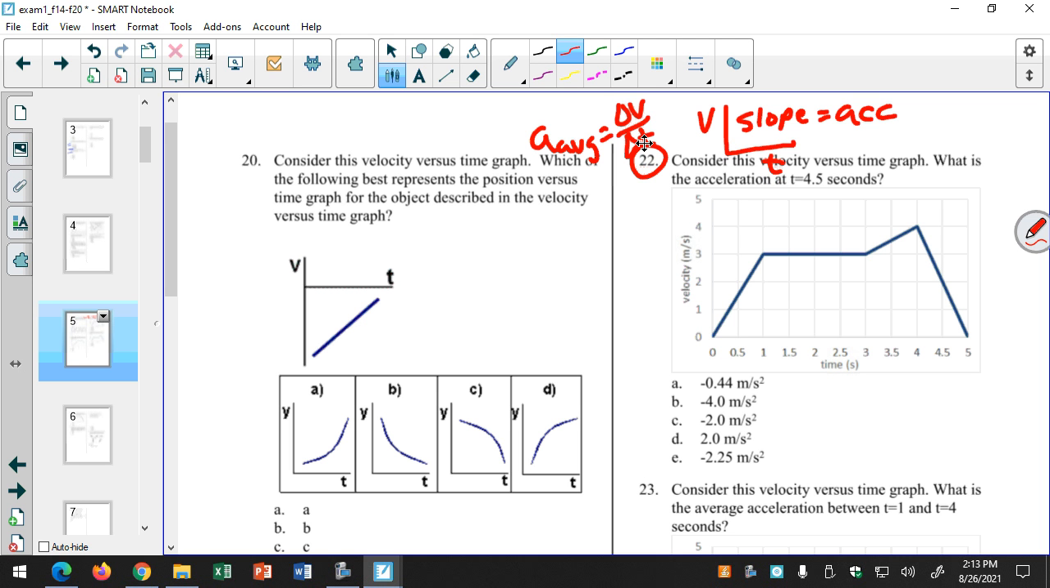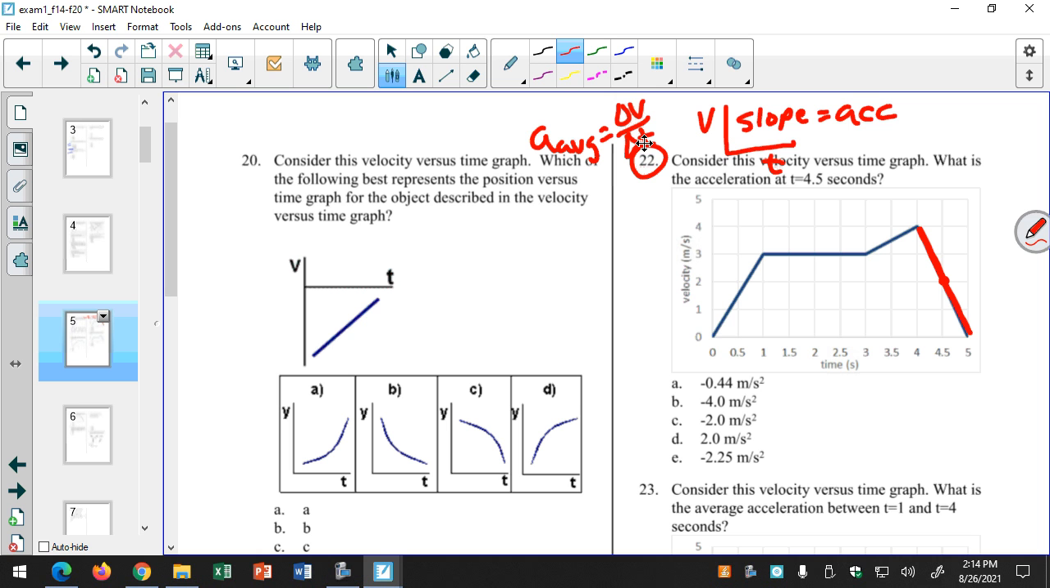Here I want to know, on number 22, what is the acceleration at t equals 4.5 seconds? Now sometimes on these, finding the tangent line will be really easy. Like for example, on this one, it is really easy because this is a straight line, and so the tangent line is just the line that that point sits on. Okay? It's a little more difficult when you're dealing with a curved graph. We'll look at some of those in a bit.